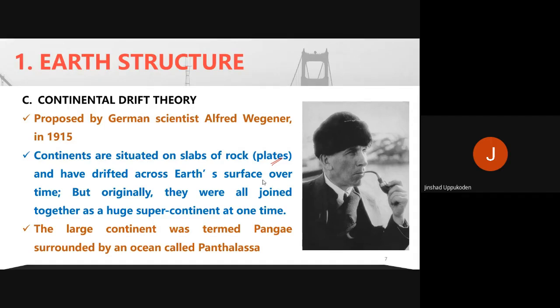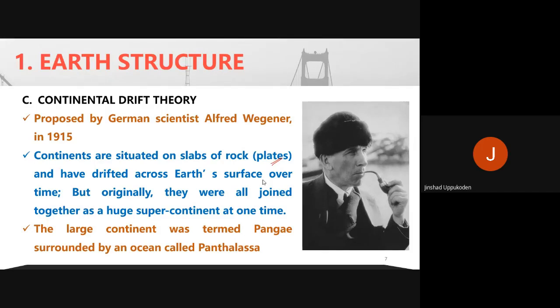The crust is broken into a number of pieces. These pieces have drifted to their current areas due to the motion of the molten mantle under the earth's surface.